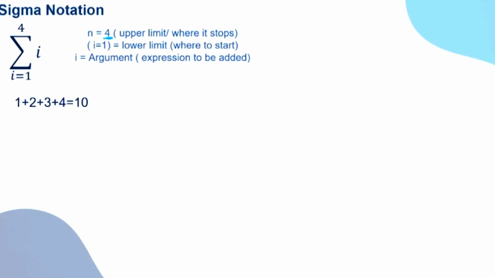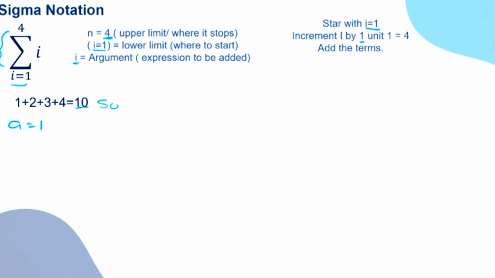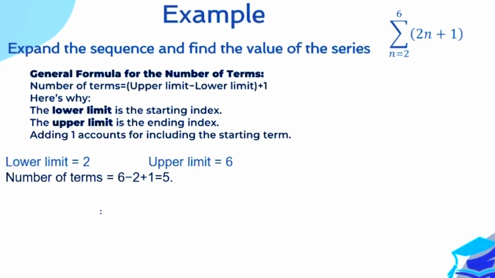Sigma notation: n is equal to 4, it's the upper limit where it stops. i equals 1 is the lower limit where it starts. i is the argument, the expression to be added. In this case, we start with 1 and we end at 4, so 1 plus 1 equals 2, 2 plus 1 equals 3, 3 plus 1 equals 4, and then the sum of it is 10.